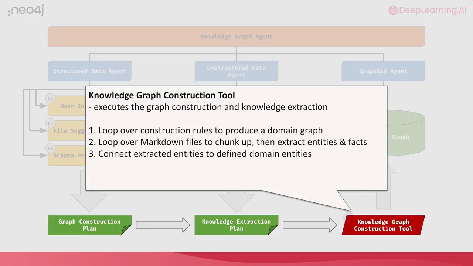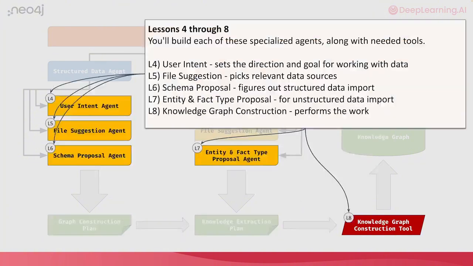This red box down in the corner then is just a single tool that has multiple tools internally that actually can take those plans and do the extraction itself and do the construction itself. It'll loop over all the construction rules to create a domain graph, loop over all the markdown files, chunk them up, do the vector embedding of those, and then also extract entities and the facts, and then connect those to the structured data.